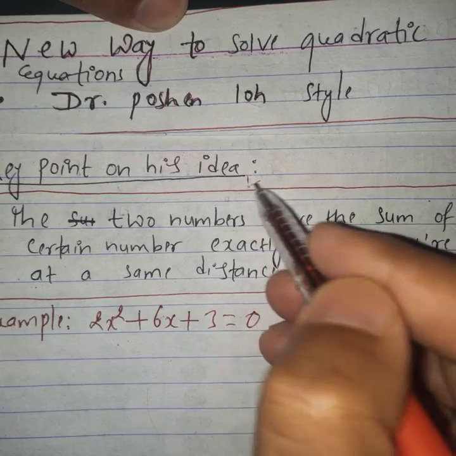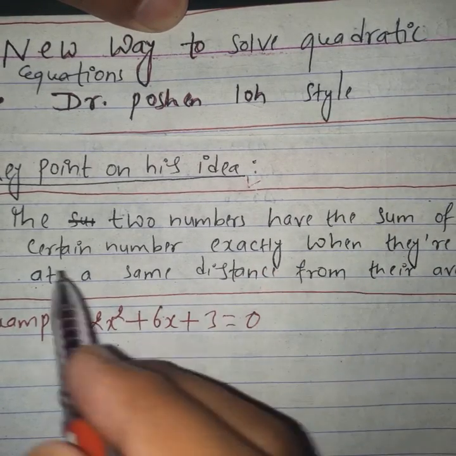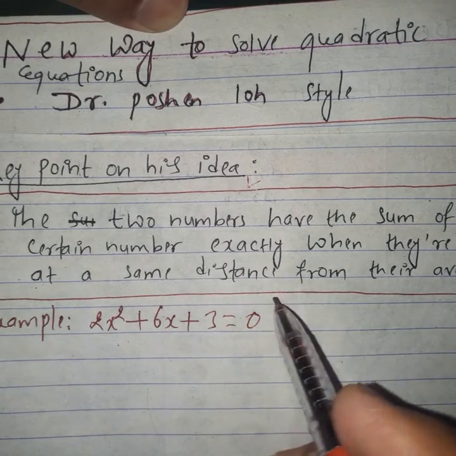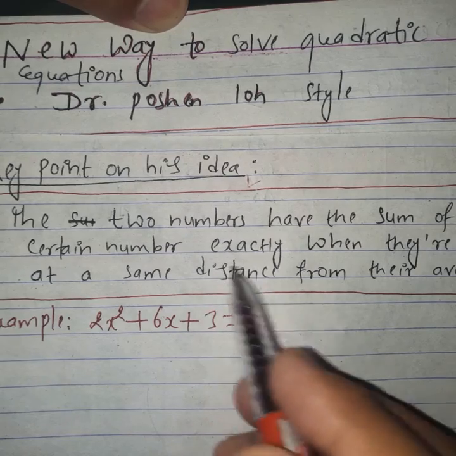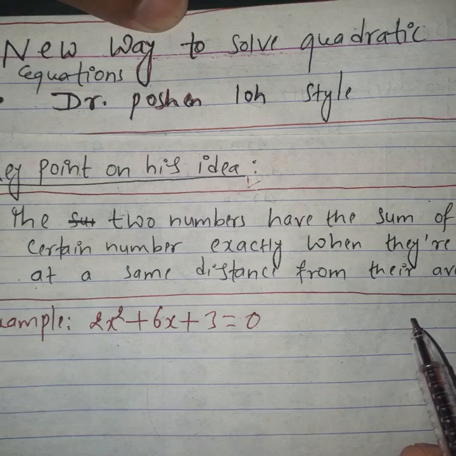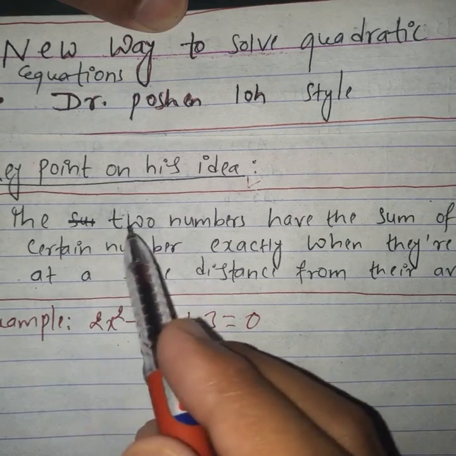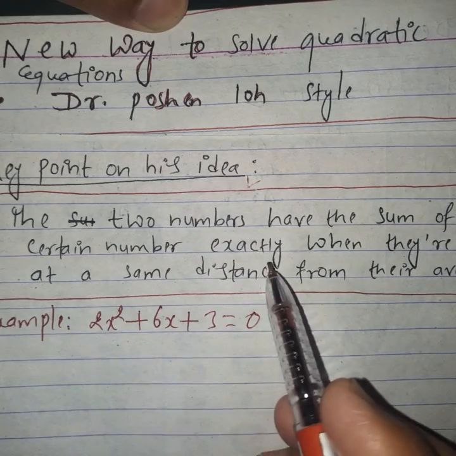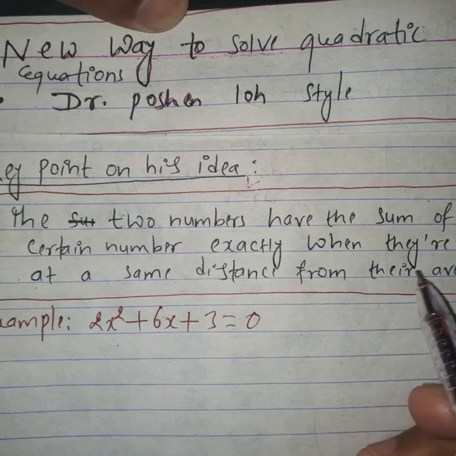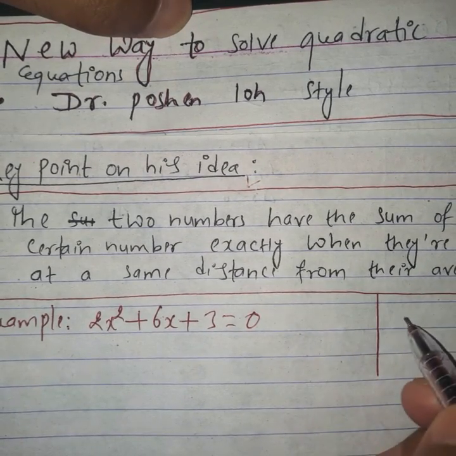The key point is that two numbers have the sum of the shortened number exactly when they are at the same distance from their average. The two numbers have the sum of the shortened numbers exactly when they are at the same distance from their average. To illustrate it, let's take one example.